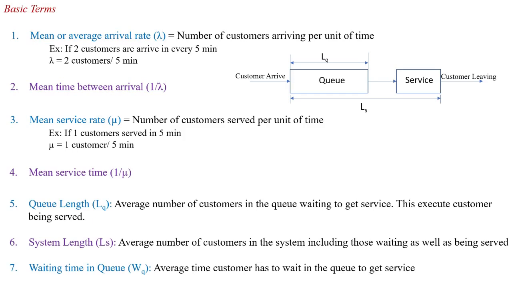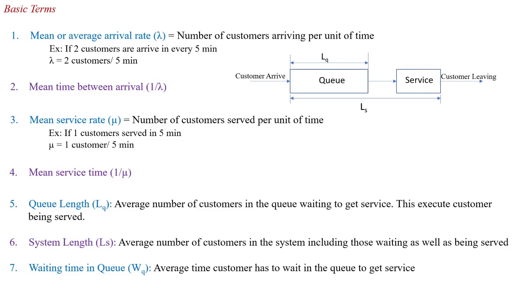Next one is the queue length, LQ, which is defined as the average number of customers in the queue waiting to get the service. This excludes the customer being served. Here we are considering only how many customers are in the queue waiting to get the service. Next one is the system length, LS, defined as the average number of customers in the system, including those who are waiting as well as those being served.